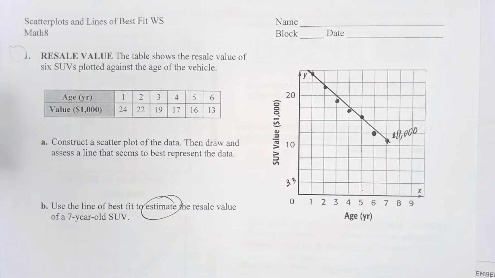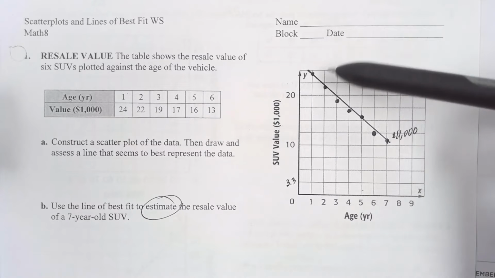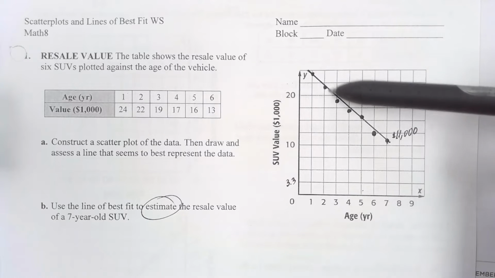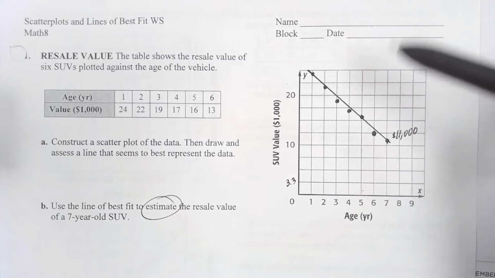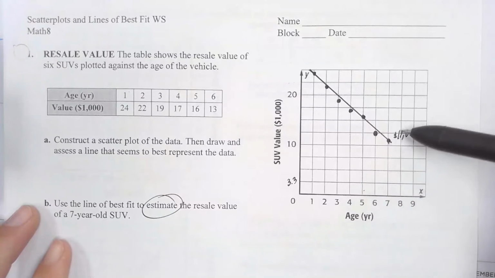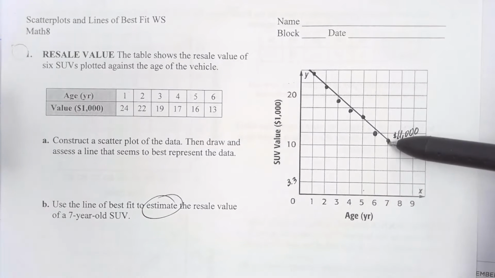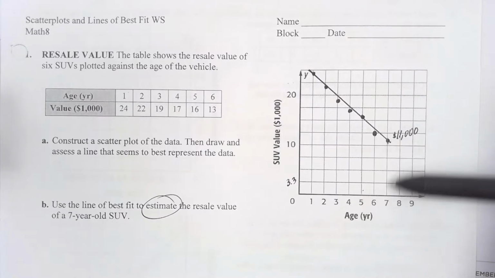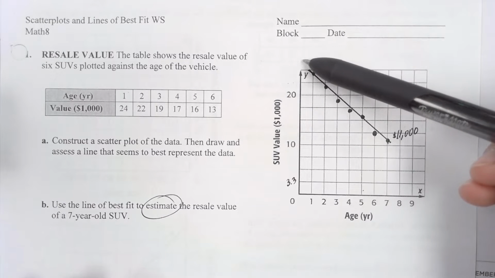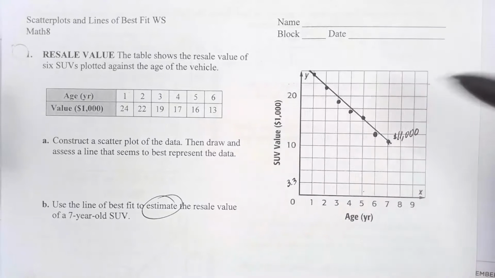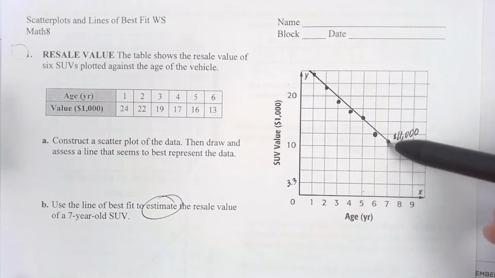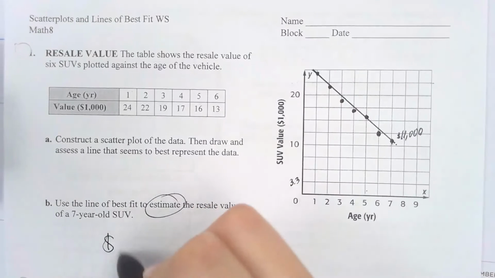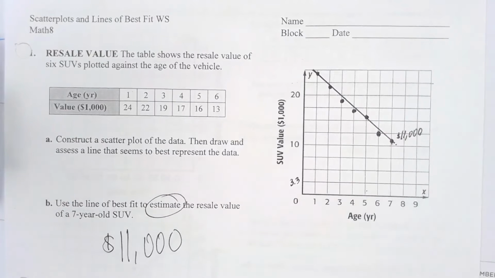Another thing that you could also do is we can create an equation from our line of best fit to figure out an estimate of what the value will be at the age of 7, but I won't really know what my y-intercept is, so I would probably just do it this way by looking at 7 years and then looking to see where my line would cross at 7. So I would say about $11,000.